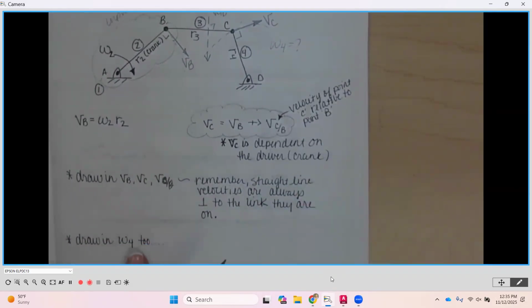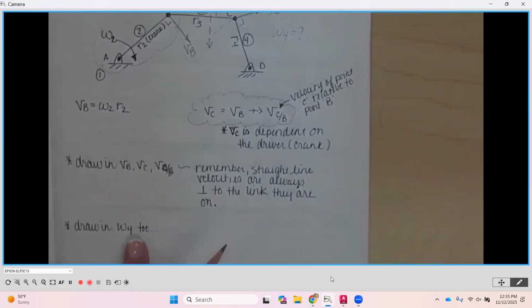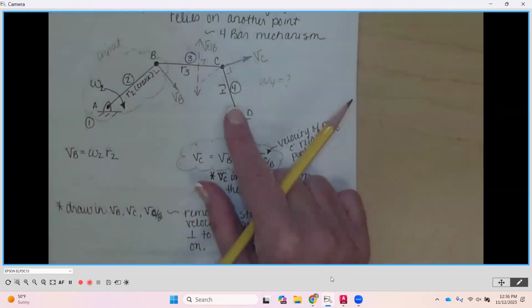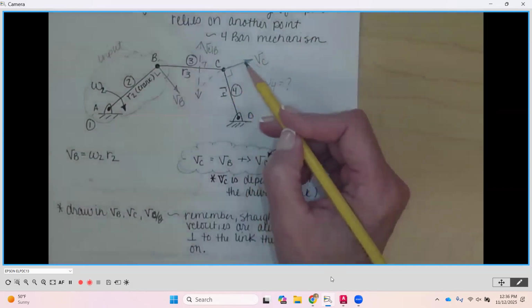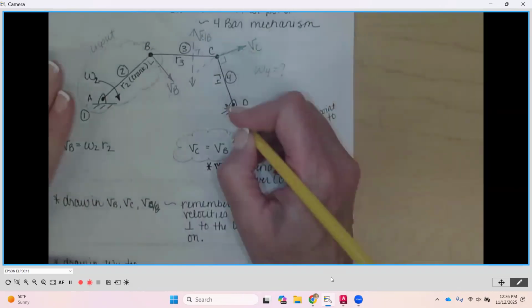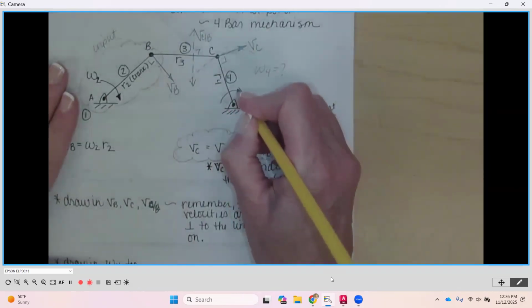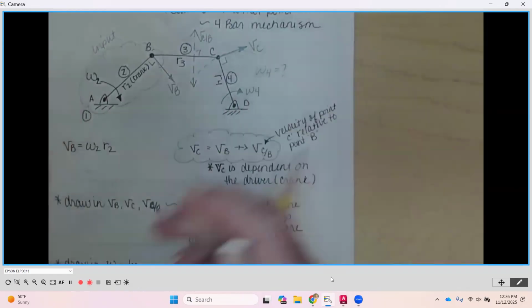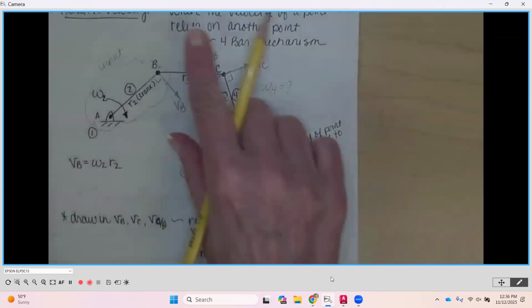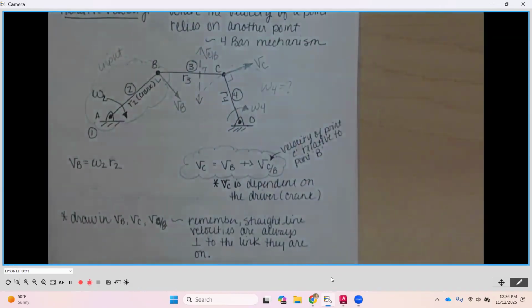Now, it says here, draw in W4 also. So W4 is going to be the angular velocity of link number 4. On link number 4, we drew the VC, the straight line velocity of the point on the end of that link. We have it going up and to the right. So that would mean that our angular velocity of link number 4, as long as that's confirmed, would be going in a clockwise direction. So make sure you're filling in all of these items because this will be a good reference when you're doing your homework, of how things are related.